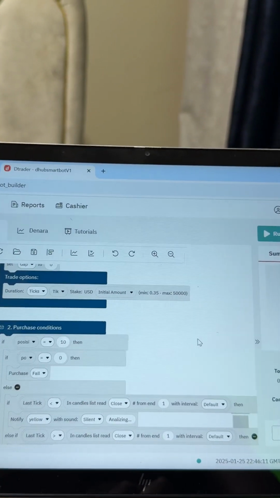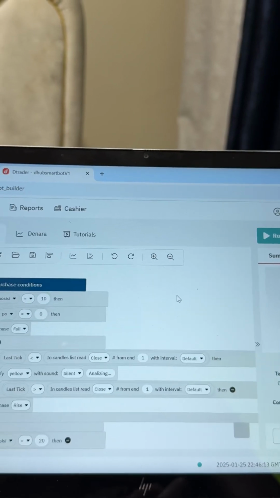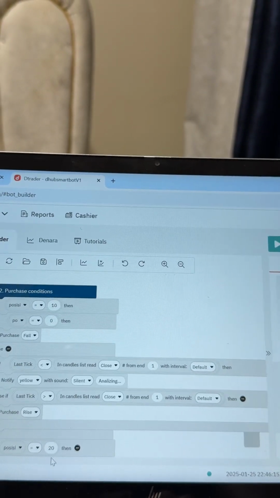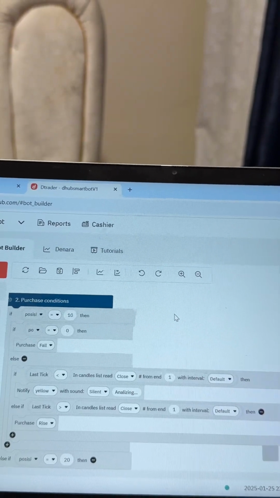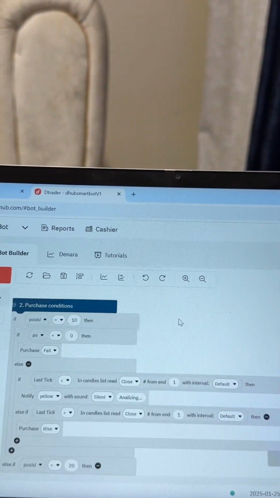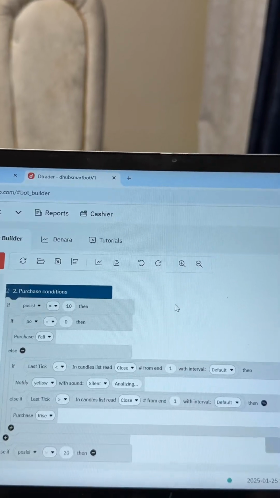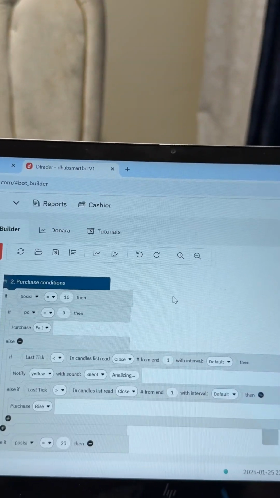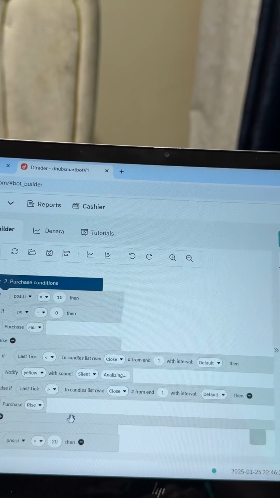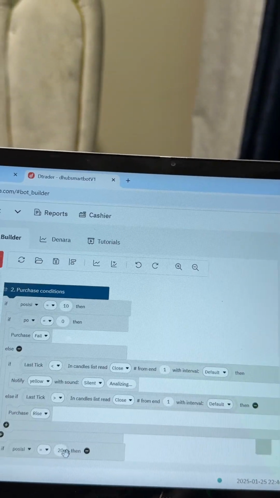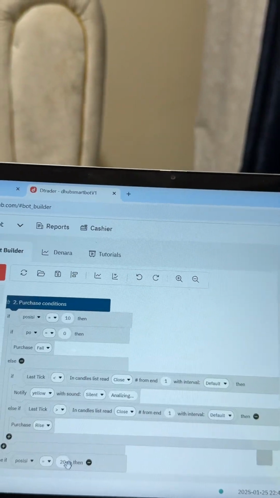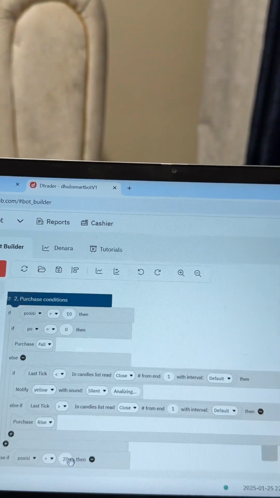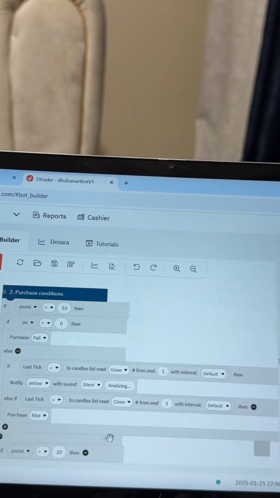What you need to know about the purchase conditions here, these ones, just leave them as they are, because when the bot is 10, it looks for a put or a fall trade. If it is 20, then it looks for a call or a rise trade.